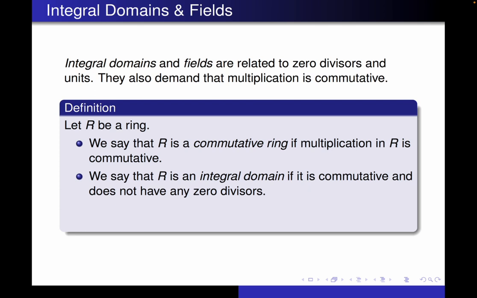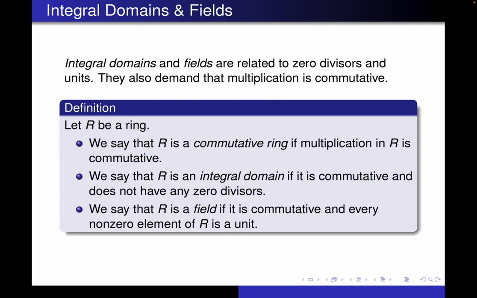We say that R is an integral domain if it is a commutative ring, first of all, and it does not have any zero divisors. So that means multiplication has to be commutative for an integral domain, and it can't have any zero divisors. We also say that R is a field if it is a commutative ring, and also every non-zero element of R is a unit. So we've seen some where we have some non-zero elements not being a unit. A field has to have every single non-zero element having a multiplicative inverse.